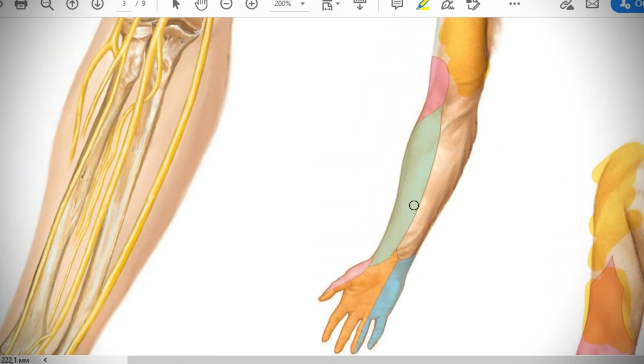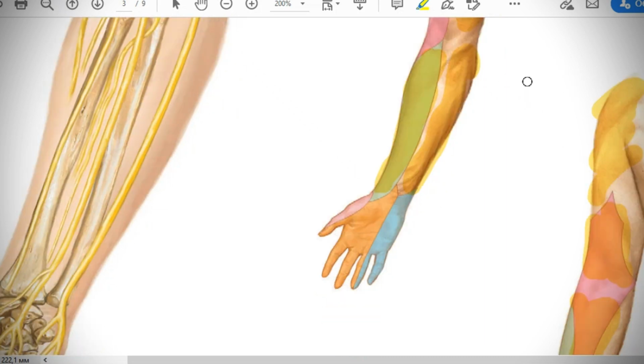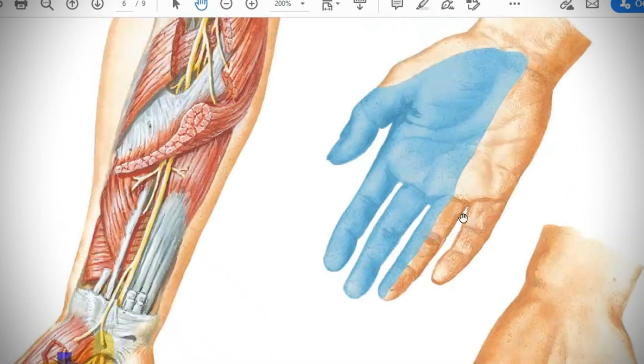The anterior surface of the forearm has two regions. The lateral part is supplied by nervus cutaneus antebrachii lateralis. It's the terminal branch of the musculocutaneous nerve. The medial aspect is supplied by nervus cutaneus antebrachii medialis. It's a direct branch of the medial bundle of the brachial plexus. And the hand. If you talk about the palmar surface of the hand, the skin is supplied by two nerves.